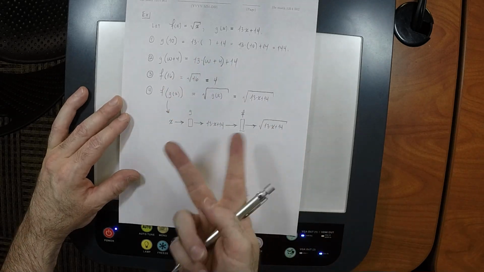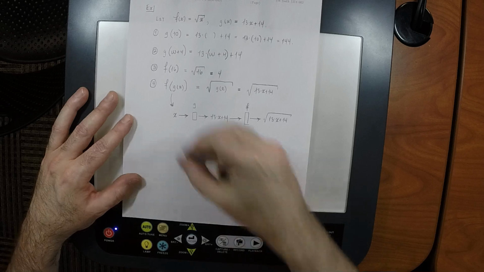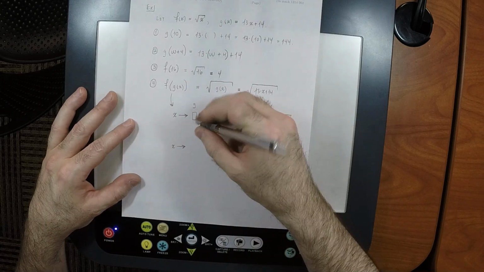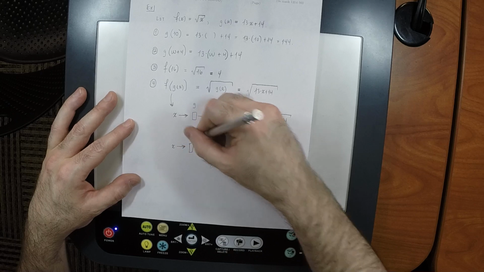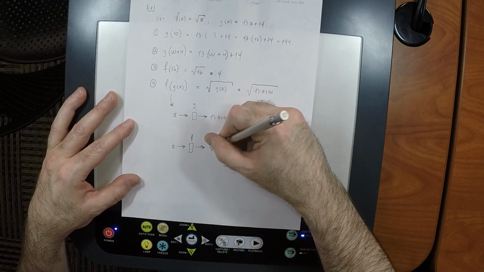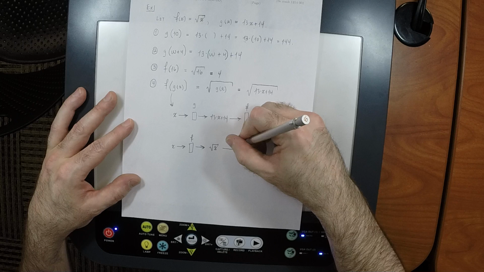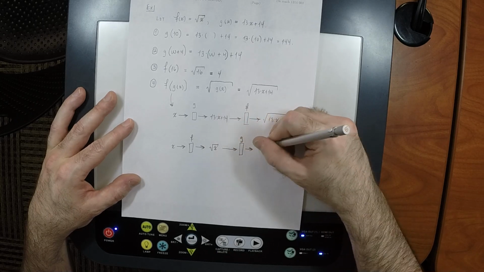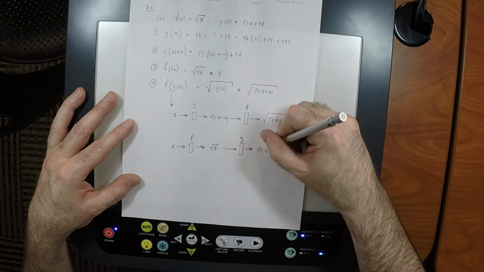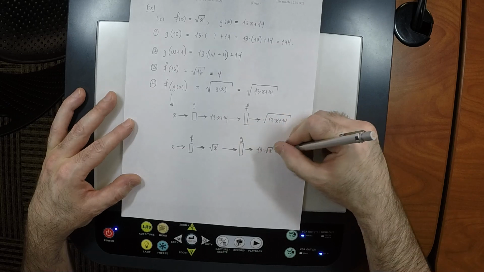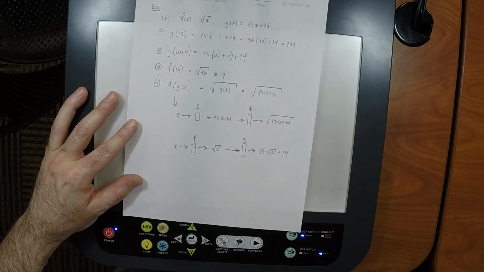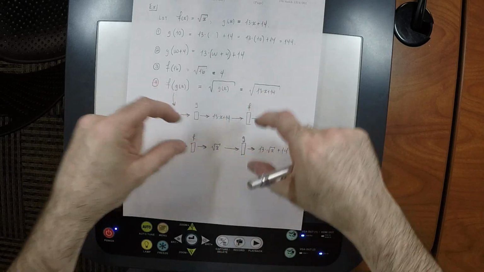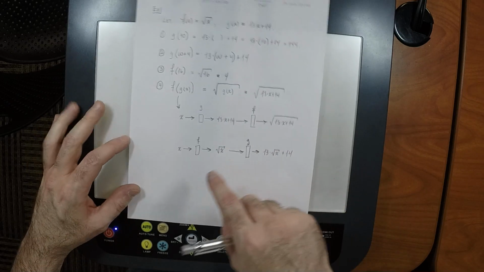Now, if we were to reverse the order of those machines, the result will be different. If we were to do x first to the f machine, then we would have square root x, and then give that as the input to the g machine. Then we'd have 13 multiplied by square root of x plus 14. So those are different. Putting these functions, these little machines, in this order is called composition.